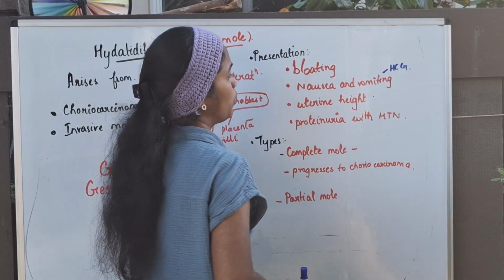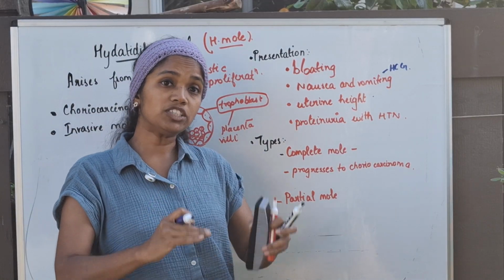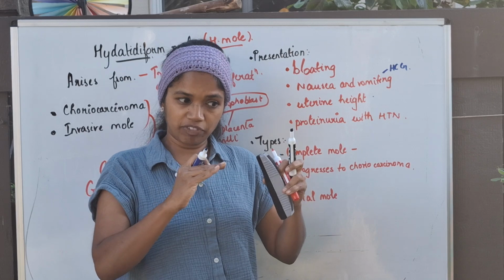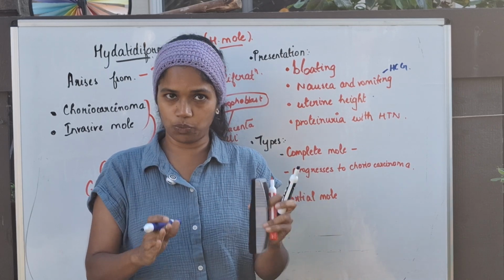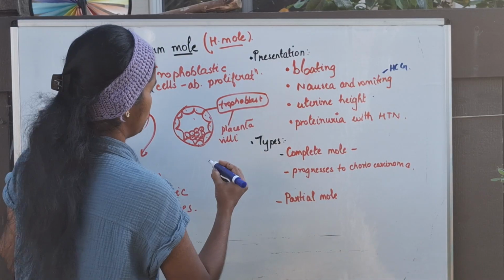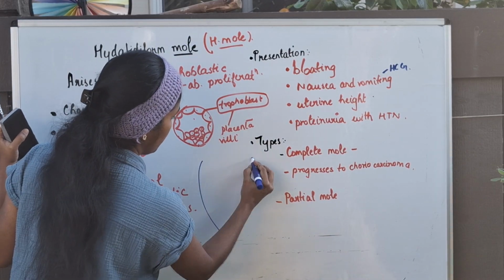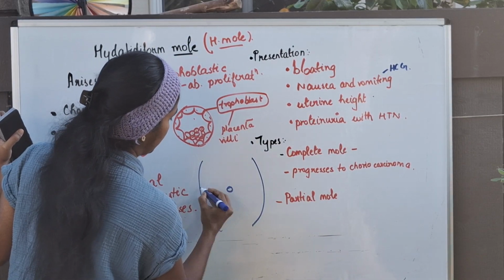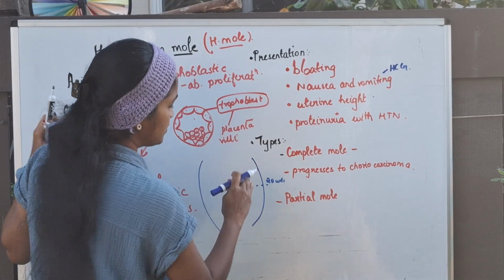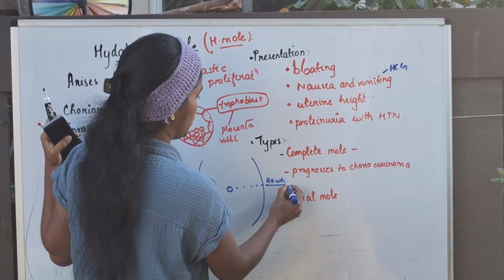And what about the uterine height? The uterine height will be much higher comparatively. For example, if the gestational age is only 16 weeks, the uterine height will be at about 20 weeks. How will the question be given? When the uterine height is at the level of the umbilicus, then it means that it is 20 weeks.